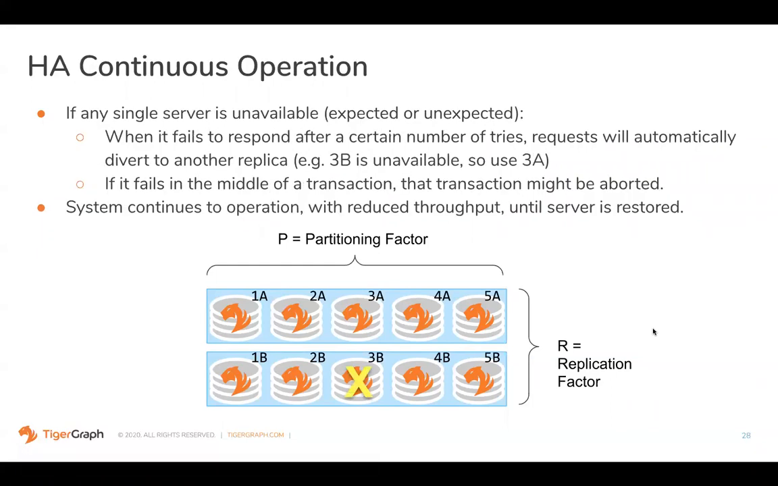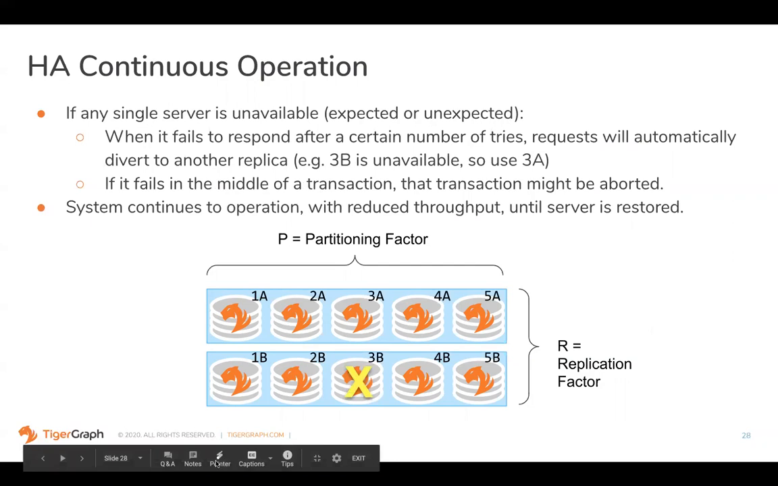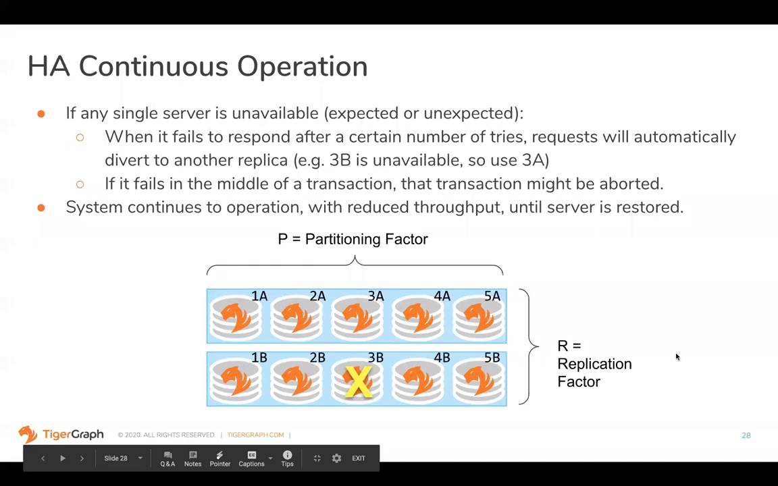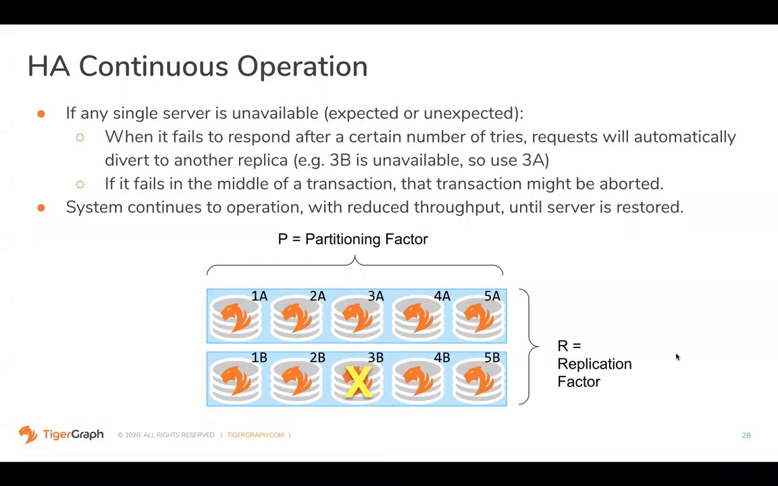So we're designed to provide continuous operation. If any single server goes down, either because you intentionally take it down for service, or there's an unexpected failure, the other machines will be trying to contact it. And if it fails to respond after a certain number of tries, then the request will automatically divert to another replica. For example, if 3B is unavailable, then the request will shift to 3A.